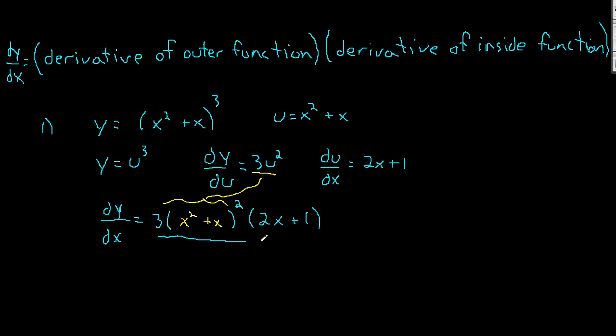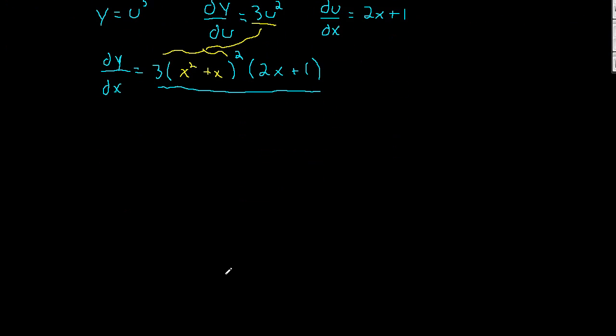You have your derivative. I suppose you could expand this. You could square this binomial and then distribute the 3 and maybe multiply it by this guy, but there's really no need to do that. You're done. You found the derivative using the chain rule. Okay, let's look at another example.